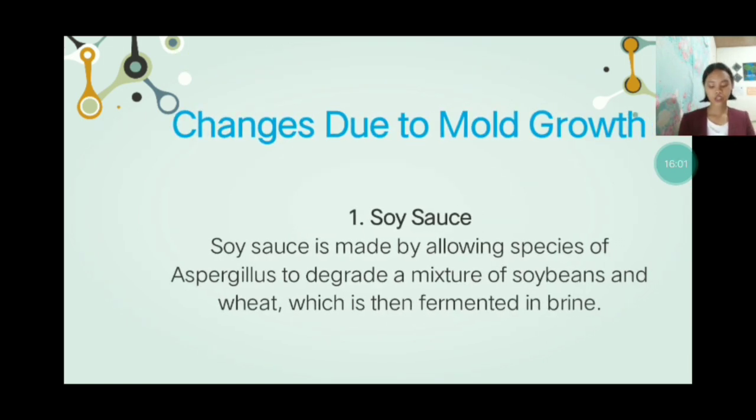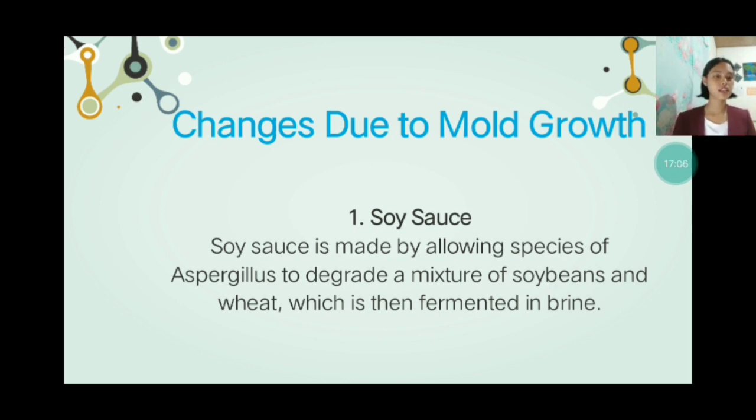Next is changes due to mold growth. Molds contribute to the flavor and texture of some cheese, as already discussed. In addition, many traditional dishes and condiments used throughout the world are produced by encouraging the growth of molds on foods. Succession of naturally occurring microorganisms are often involved. The microbial and chemical aspects of many of these traditional foods have not been extensively studied.